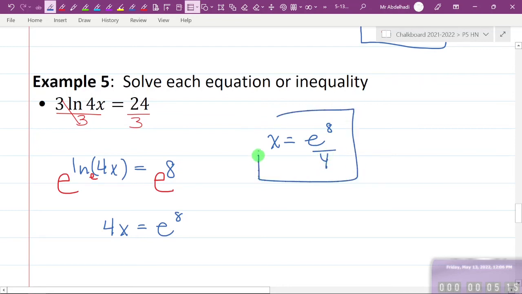And if you want to know what e to the 8th over 4 is, your calculator will tell you, because e is like 2.71828. Raise that to the 8th power and it will give you some number, and then divide that by 4. But we'll leave it this way, so it's an exact answer, not rounded. So that's another thing: you can take the log of both sides, or you can take e to the power of each side. That's also available to you. That's something we do a lot in calculus, so it's a good thing to have in your tool belt.